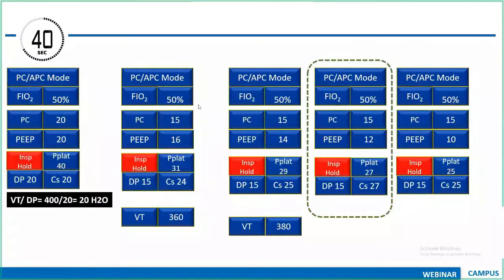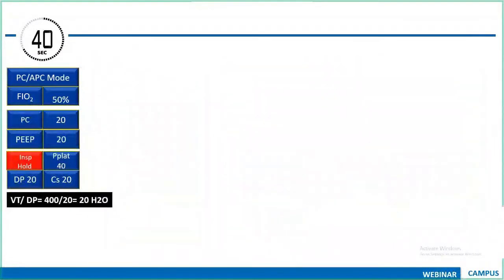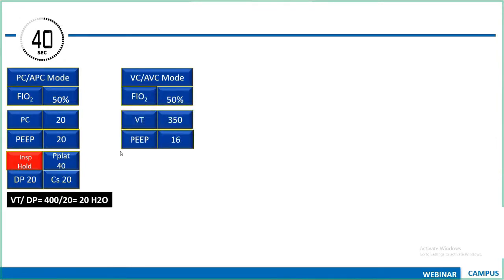This is called the decremental titration of PEEP. So you recruit with a high PEEP, gradually reduce the PEEP values and see at what PEEP the patient is having the best compliance. Now you are in a pressure controlled decremental PEEP titration. Now we again go, like you can see, I have again recruited the patient, FiO2 50, pressure control, PEEP 20. Now I am seeing the patient with a volume control mode.